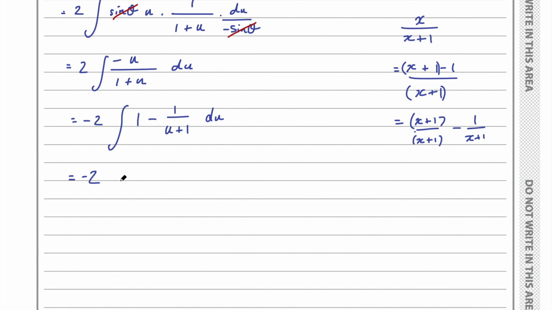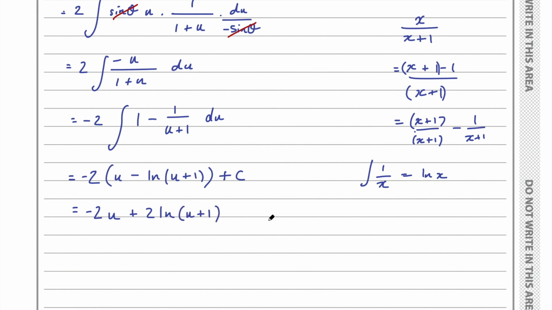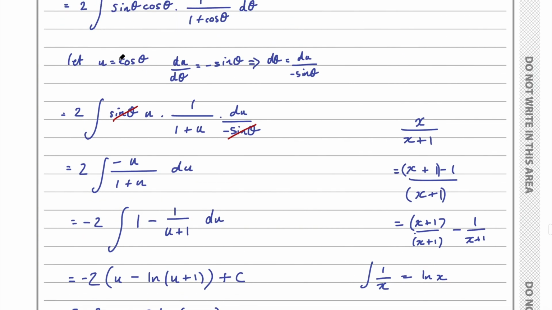Well, I know the integral of 1 is just u, and the integral of 1 over u plus 1, well, if you know the integral of 1 over x is the log of x, then you also know the integral of 1 over u plus 1. It's just the log of u plus 1. Okay, and then we just need to add c on the end. Okay, so I might expand these brackets with this -2, so this will be -2u plus 2 log of u plus 1 plus c. And I might leave it in that form for now before I substitute in the cosine of theta back into it.